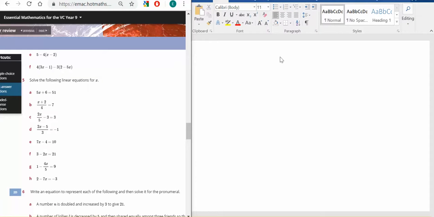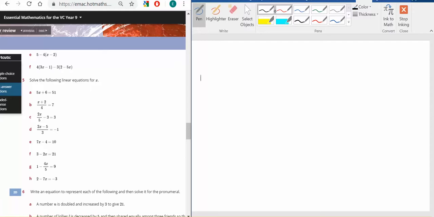Maths. We're going to do questions 5 to 13, hopefully, for the chapter 2 review. Okay, so 5a, we're solving these equations for x. So 5x plus 6 equals 51. I'm going to subtract 6 from both sides. Always get the first step right, okay?